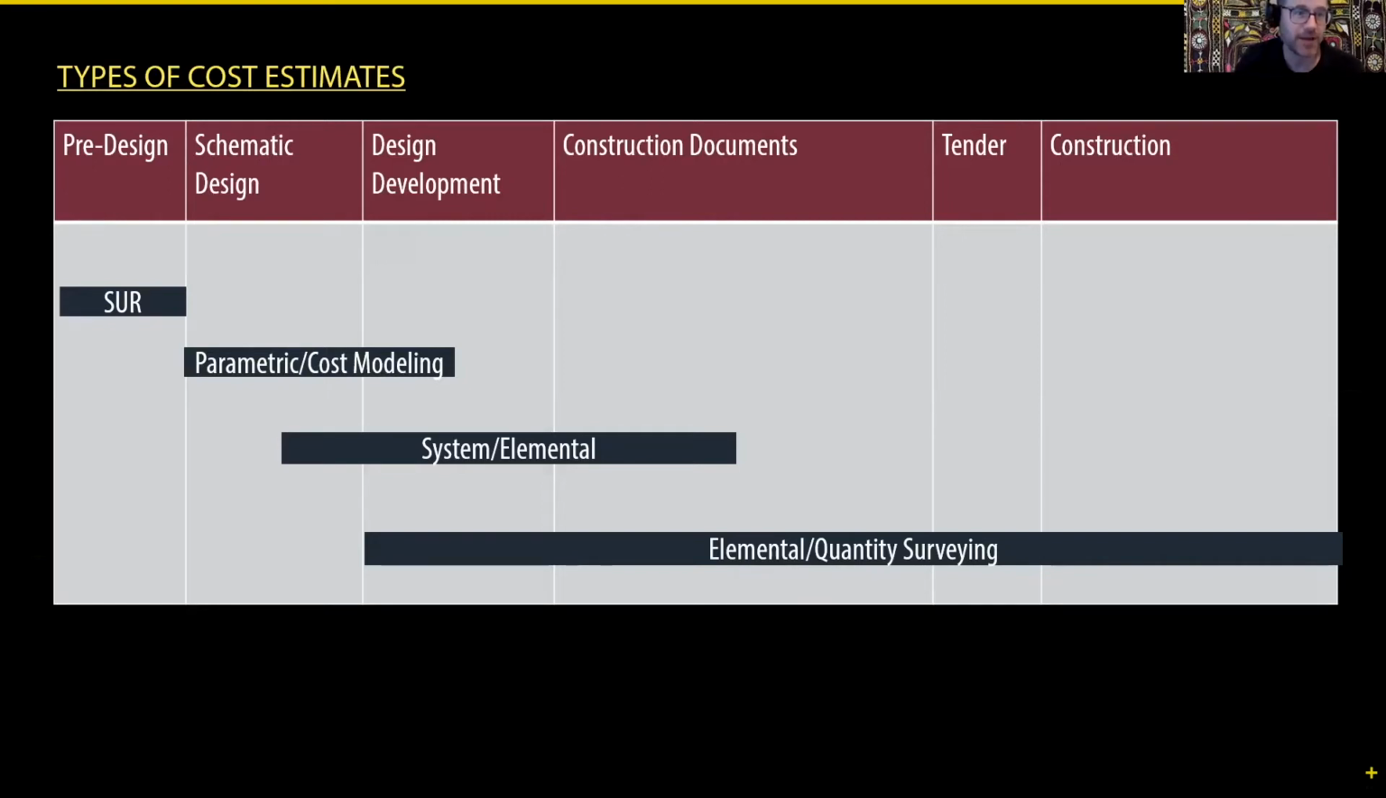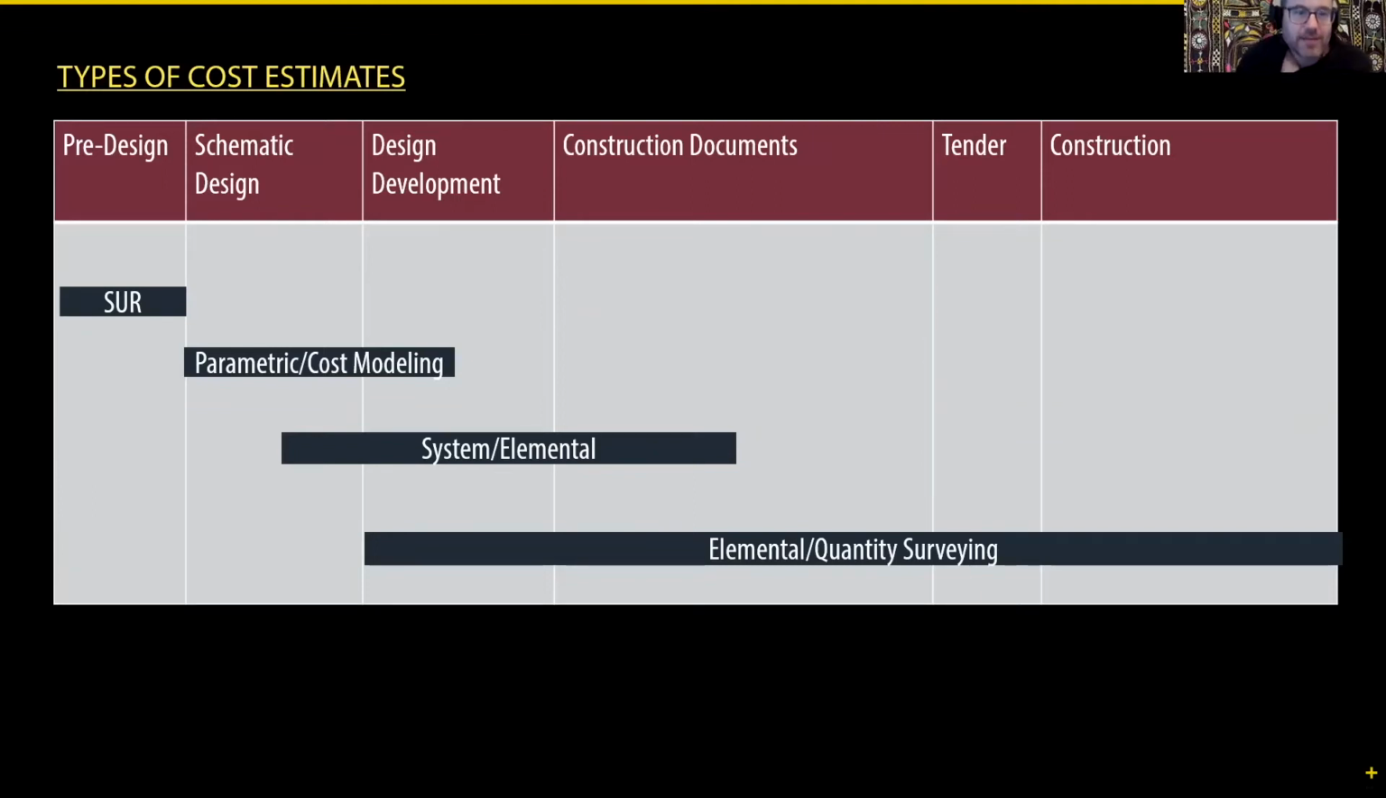When we get into the next phase of design, which is called schematic design, we use parametric and cost modeling. So that's a little more into the element and the detailed element. But that's like, what does the cubic cost of concrete cost right now, and how much concrete do we have in the project? When we get into the next phase, design development, we look at system and elemental, a much more detailed breakdown of each system and each element. And then we get into the actual construction documents themselves. Before we've even started construction, before we've tendered the project, we're looking at elemental, where we're counting up every single little piece in the project.